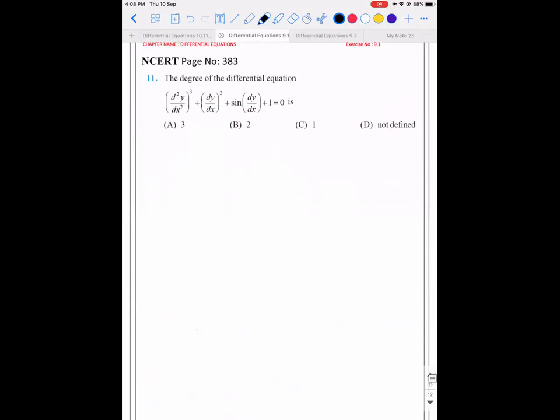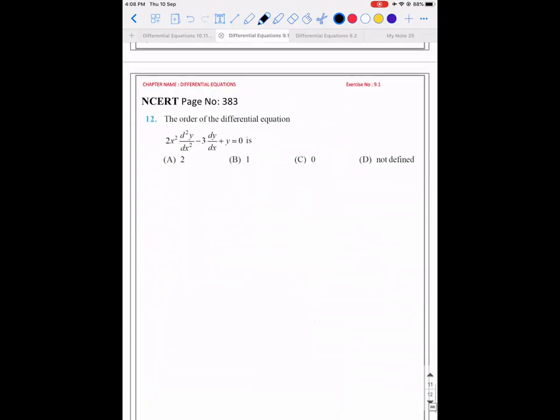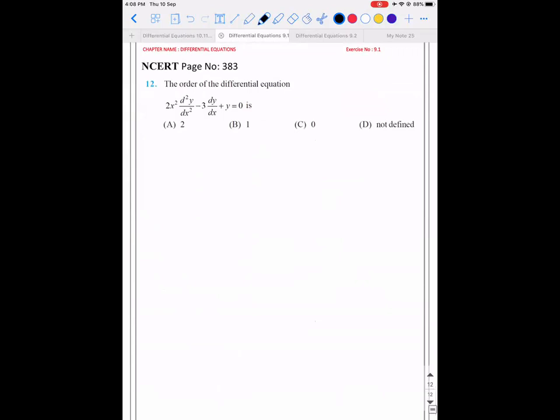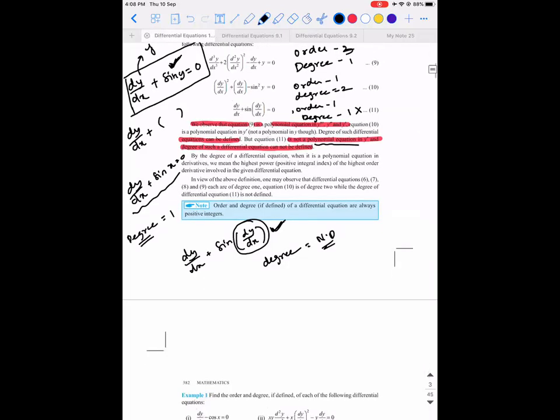The degree of the differential equation is not defined, because of sin dy by dx. The order of the differential equation is 2. That's it. We are done with this exercise. So the first exercise is about the order and the degree of the differential equation. Now let's go to the next one.